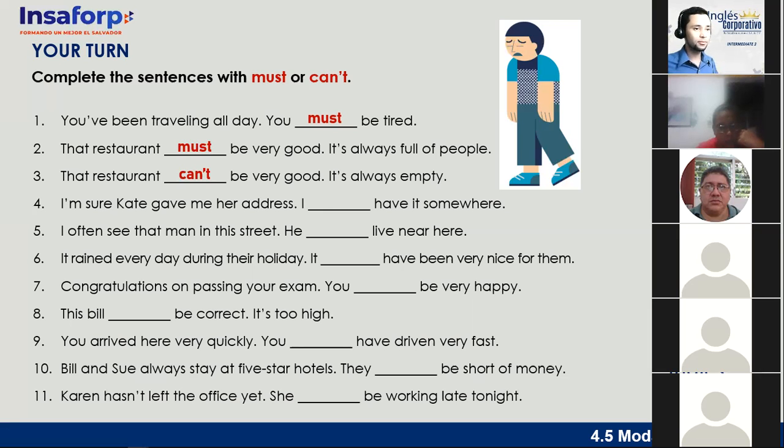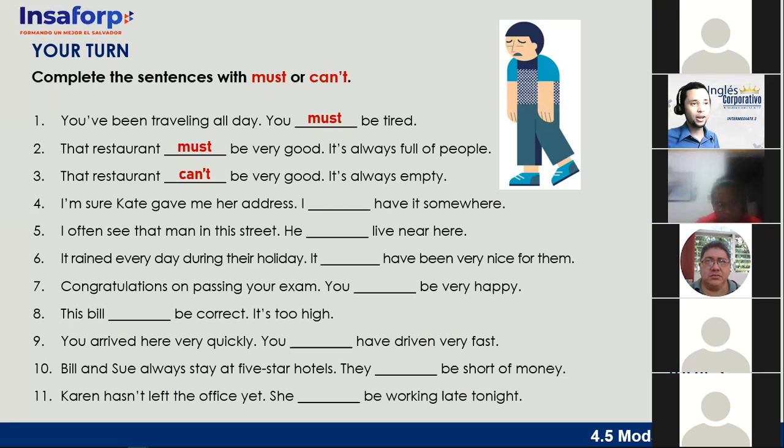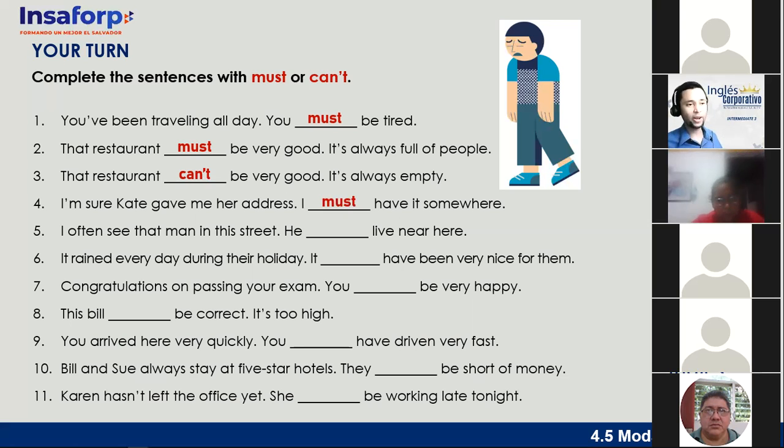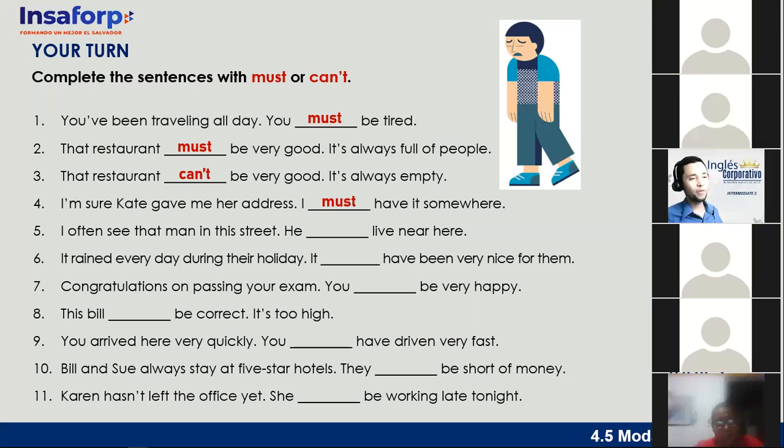Number four, volunteers, please. Maria Ayala. Yes, I can hear you. I'm sure Kay gave me her address. I must have it somewhere. Correct. Very good. I'm sure Kate gave me her address. I must have it somewhere. Thank you, Maria. How about number five?